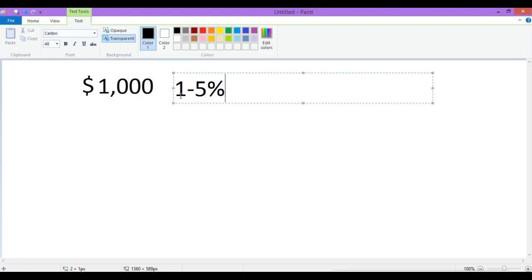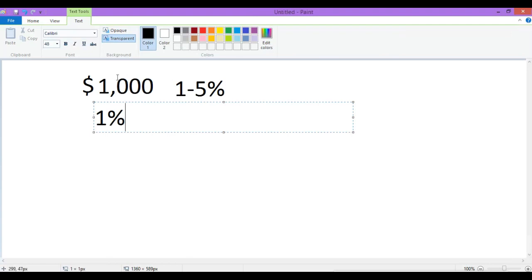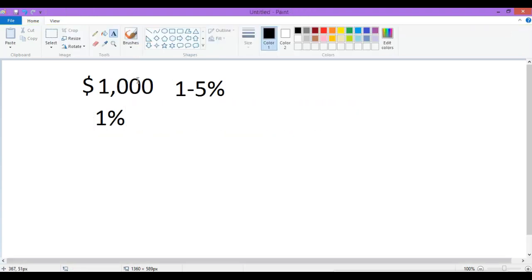Now, let's assume you are using 1% for this $1,000 account. And let's have another account right here where you are using 5% on all trades.